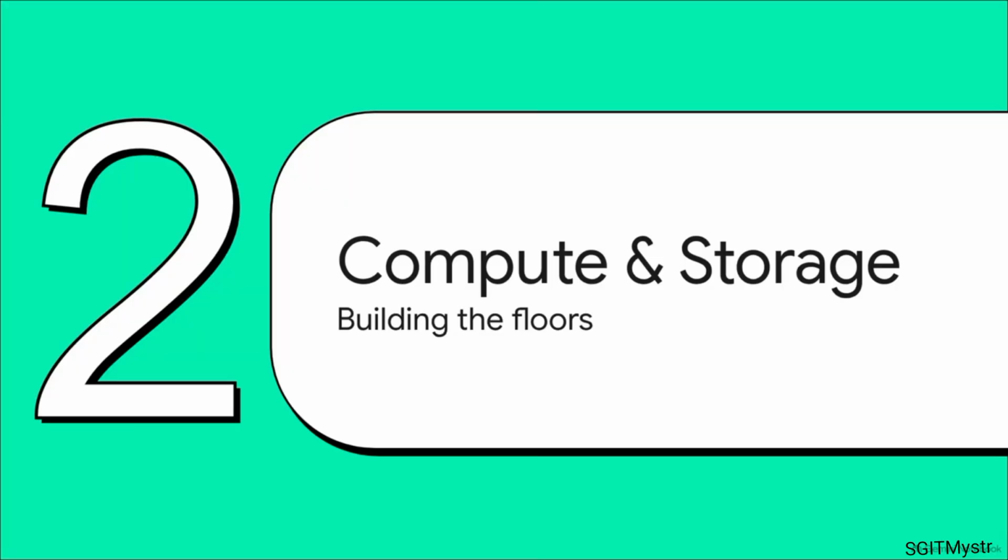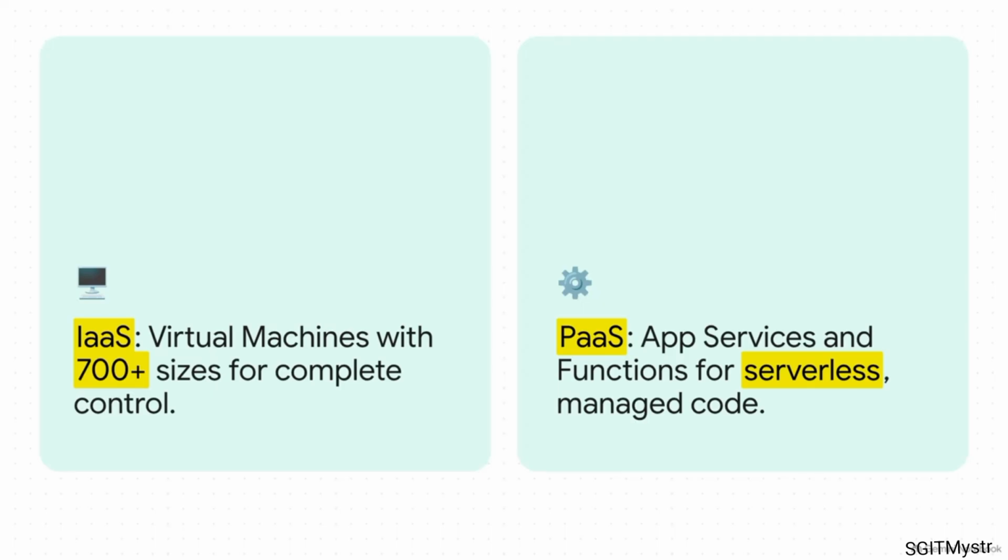Moving on to section 2, compute and storage. Our foundation's poured, so now it's time to actually build the floors and rooms of our skyscraper. The crucial decision here is choosing the right type of building material. You're generally deciding between infrastructure as a service, or IaaS, and platform as a service, PaaS. With IaaS, like an Azure virtual machine, you get complete granular control. There are over 700 VM sizes available right now, ranging from general compute to crazy memory-optimized and GPU-heavy machines. But you still have to manage the operating system yourself.